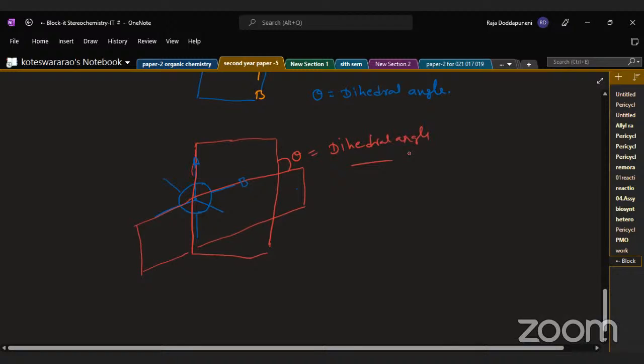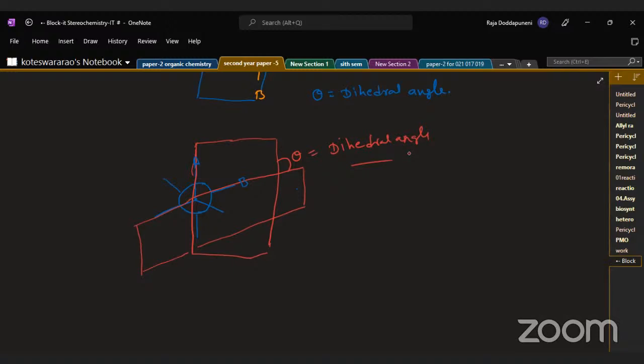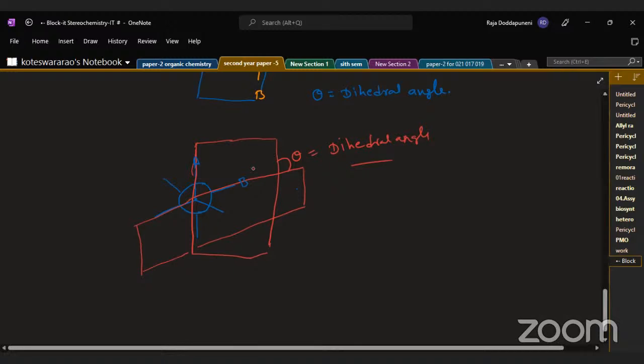That means we can show the dihedral angle by using the Newman projection formula. Now this dihedral angle is also known as the torsional angle. This torsional angle has directional properties. This dihedral angle is also known as the torsional angle, but it has directional properties.